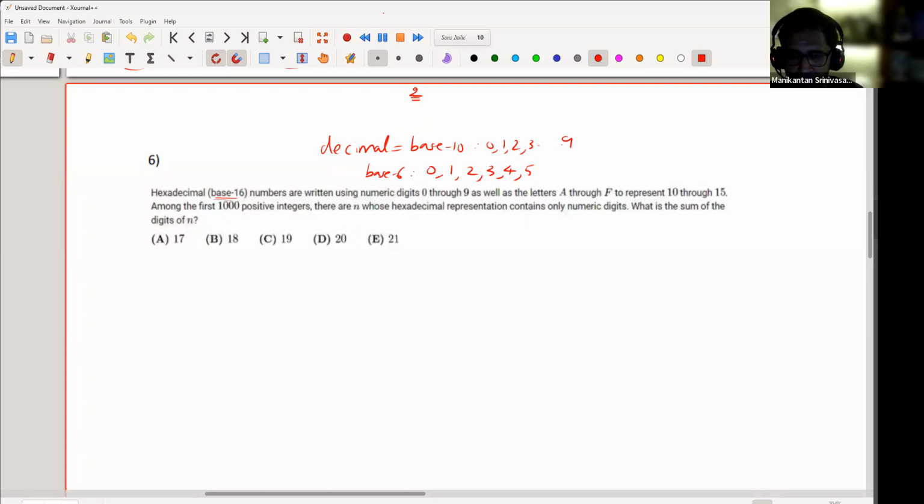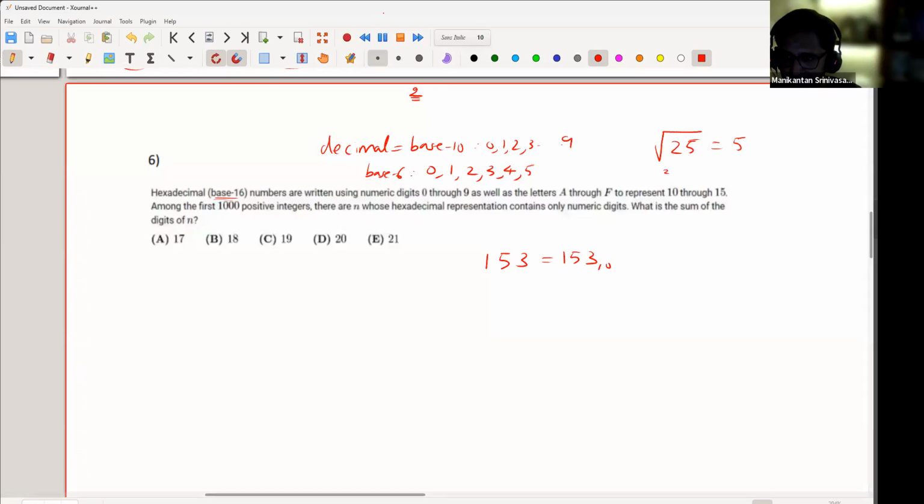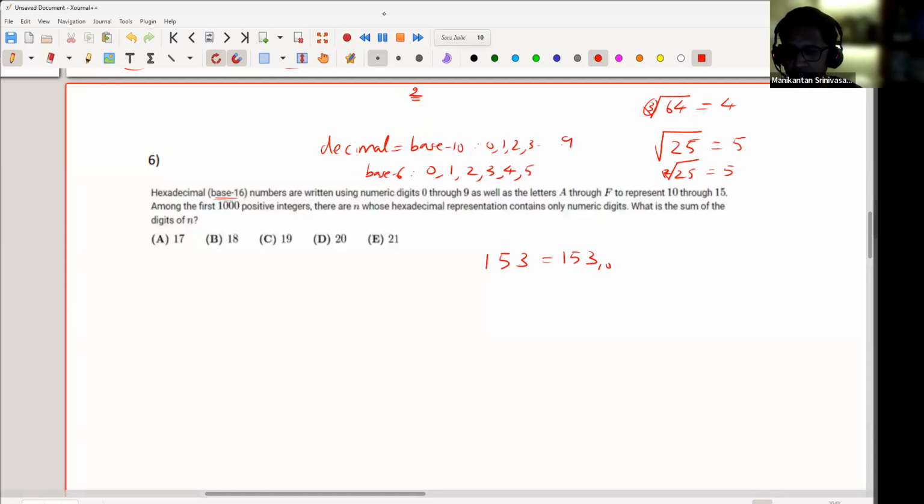So for example, when we say 153, by default we mean base 10, which is why we don't have to write base 10. Just like when we write the square root of 25, we immediately say it's 5, because the 2 here is a default. Whereas if we say cube root of 64, then we have to specify the 3. Anything other than the default, we have to specify. Similarly, we don't write base 10 every time because it's understood. But we can write 153 in any base.